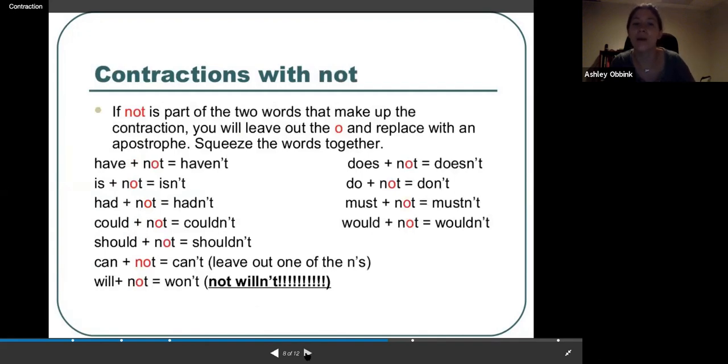If "not" is part of it, you get rid of the O and put the apostrophe there. So "have not" becomes "haven't", "is not", "isn't", "had not", "hadn't", "could not", "couldn't", "should not", "shouldn't", "does not", "doesn't", "do not", "don't", "must not", "mustn't", "would not", "wouldn't". And the only tricky ones are "cannot", because you get rid of an N and an O for "can't", and "will not" becomes "won't" instead of "willn't".